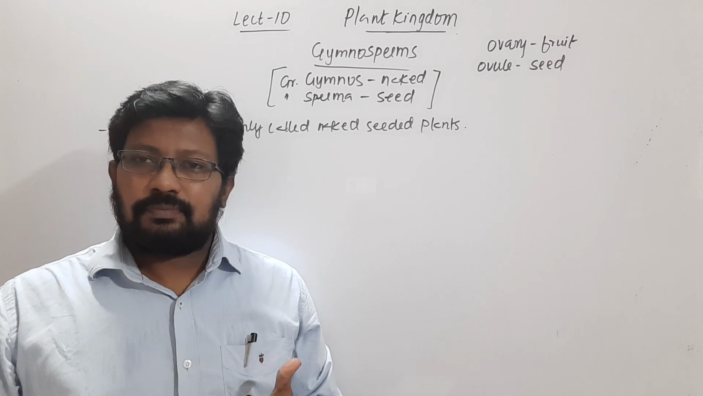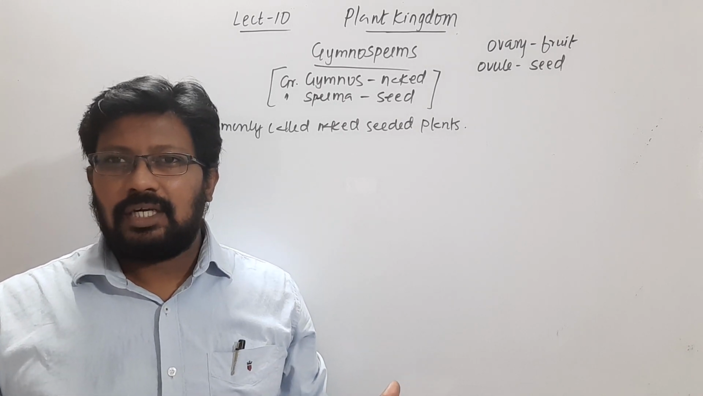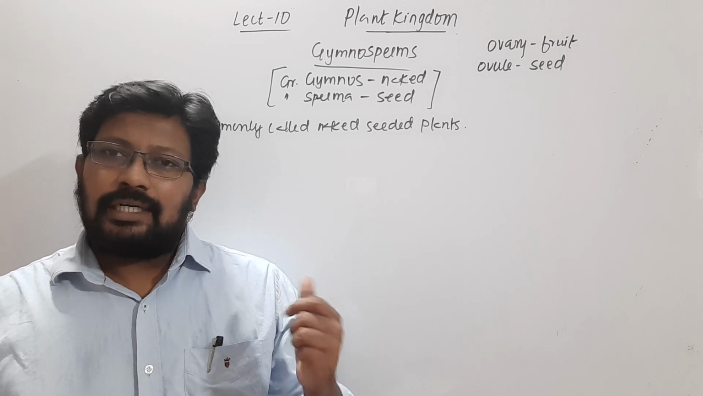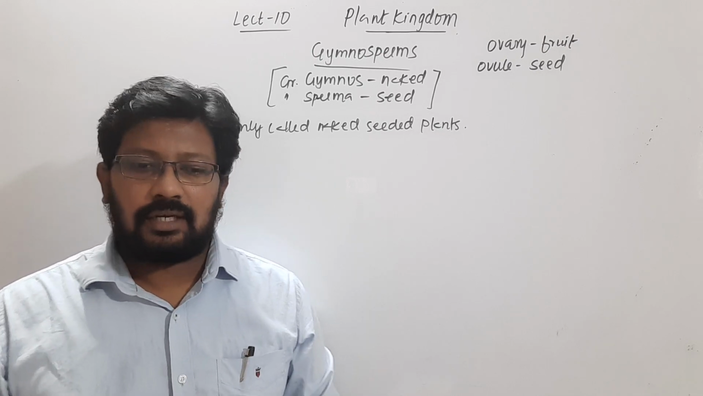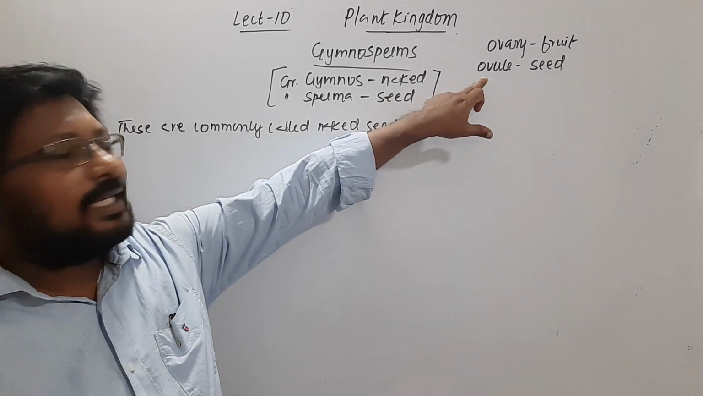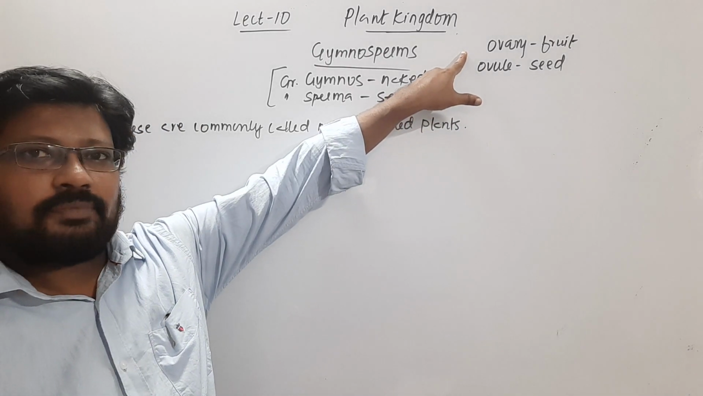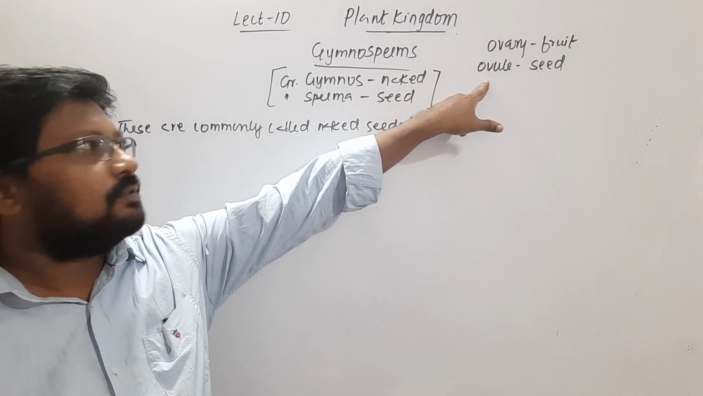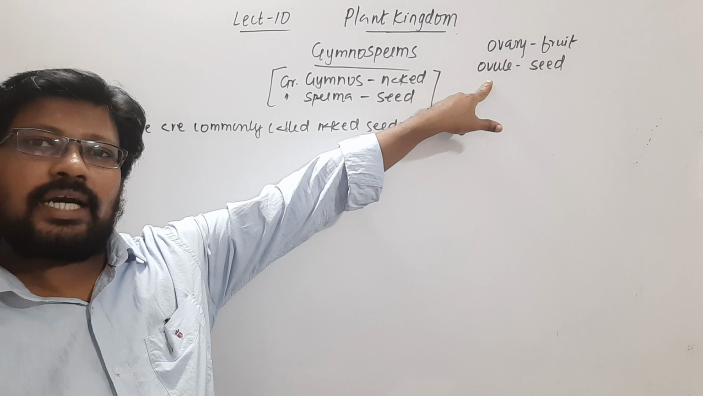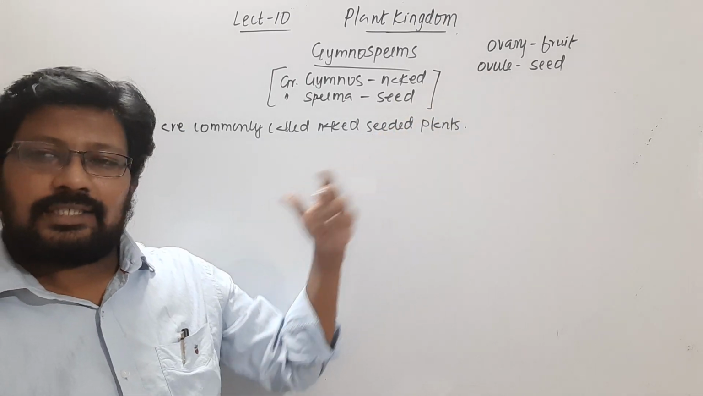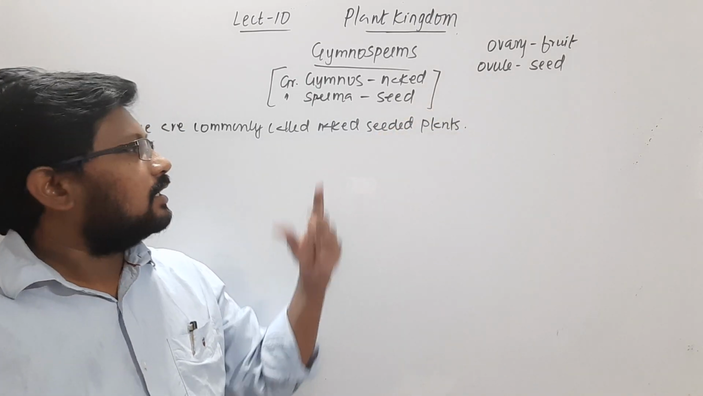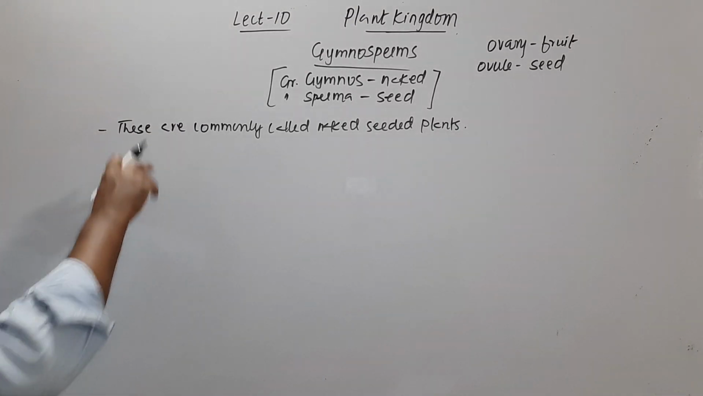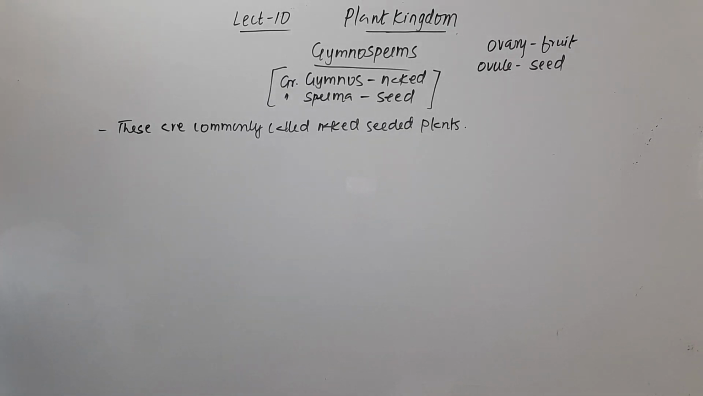The next group, angiosperms, will have both ovary as well as ovule, and the ovary contains ovules. So when the ovary develops into fruit, inside that there will be seeds present. In this case the seeds are covered by fruit, but in gymnosperms, as there is no ovary, the seeds are not covered by anything. So that is the reason why we call them naked seeded plants.